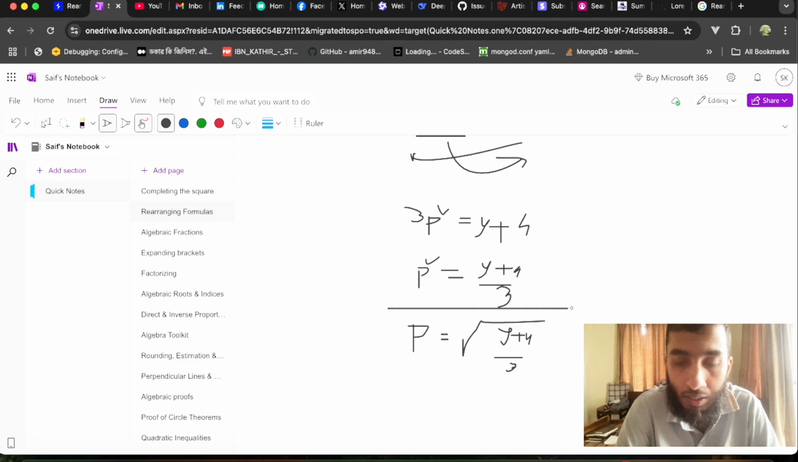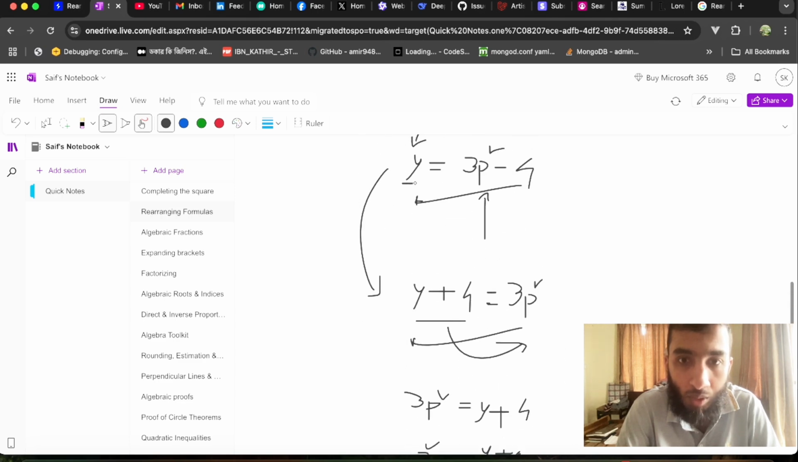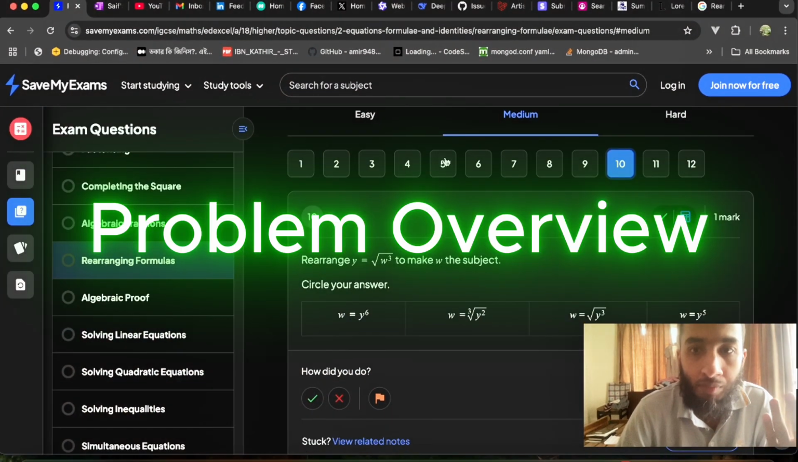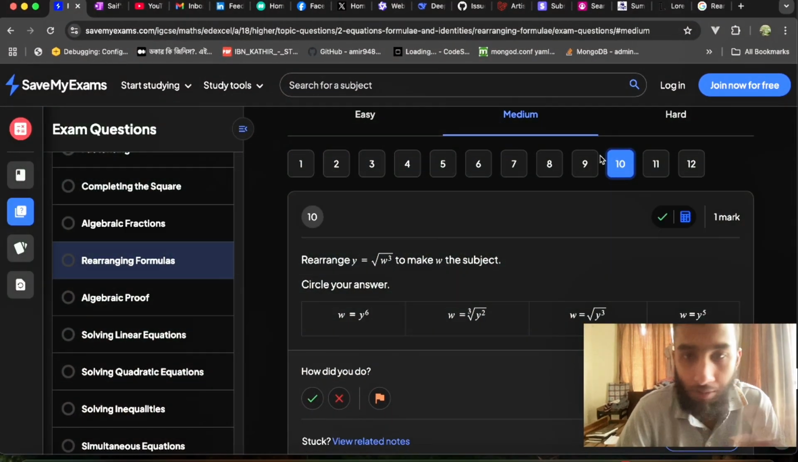So this is the equation that we want, where we change the subject from y to p. Now if I focus on problem number 10, problem number 5, 6, 7, 8, 9, these are very similar and very simple, just like the previous ones.